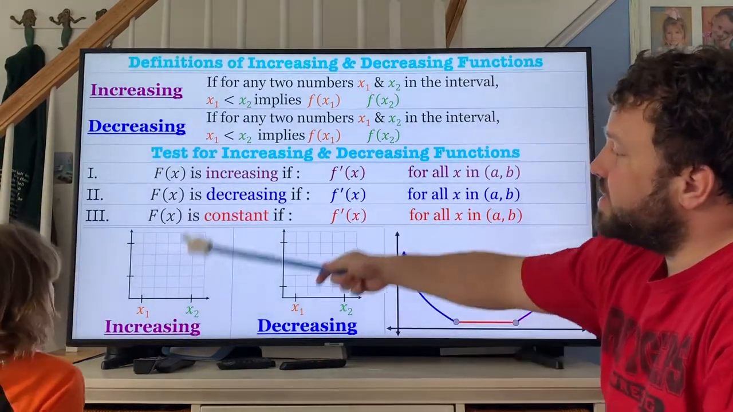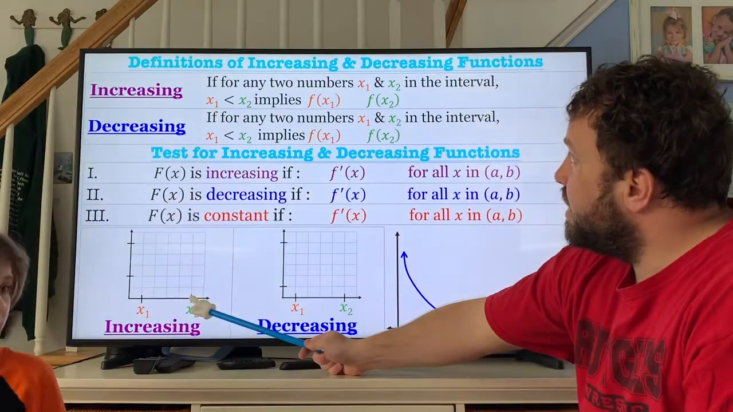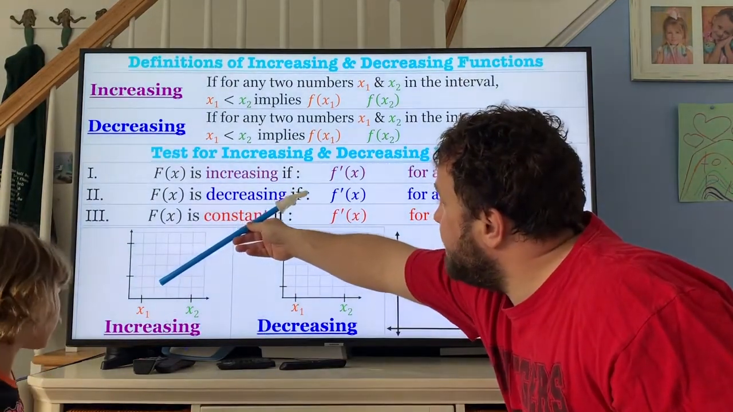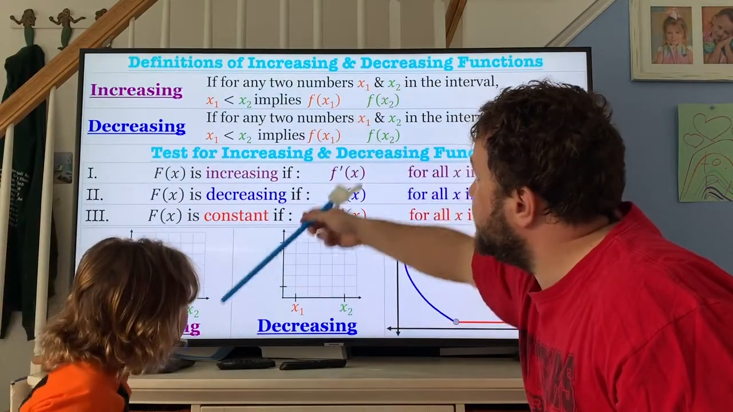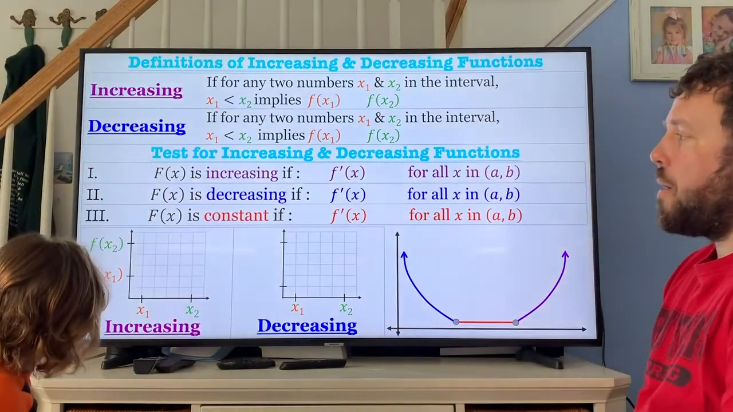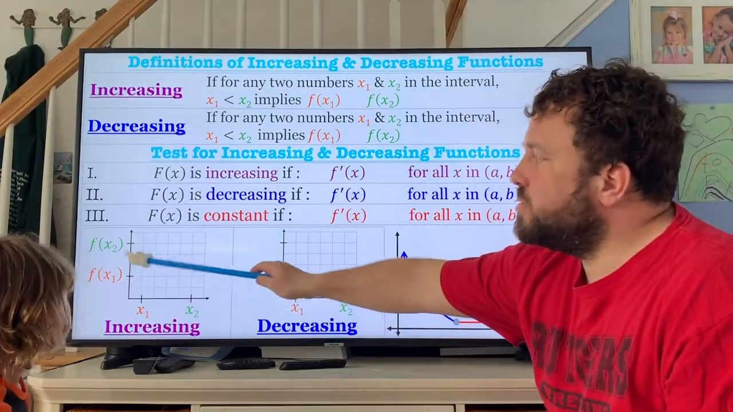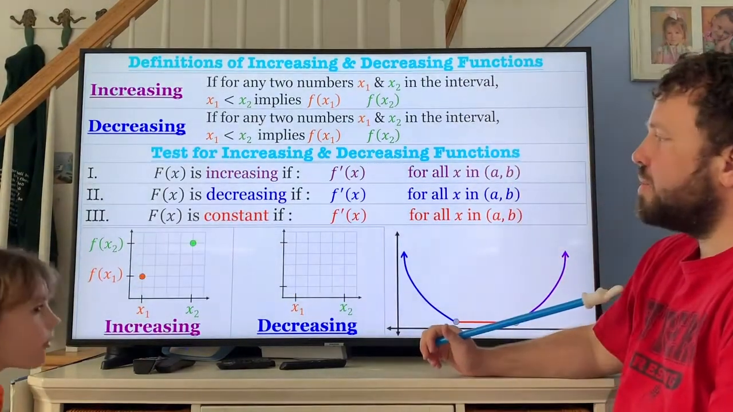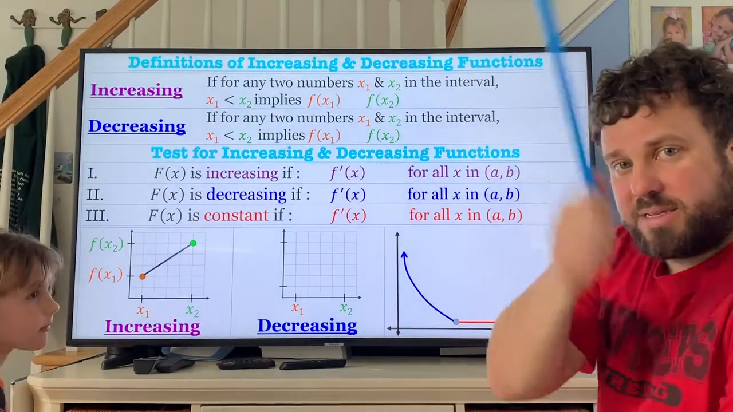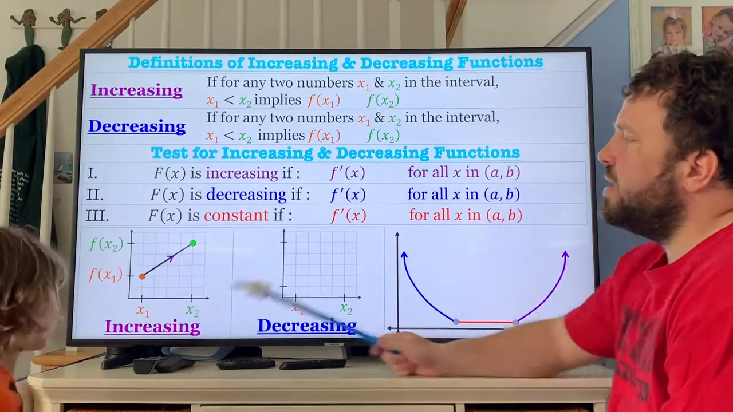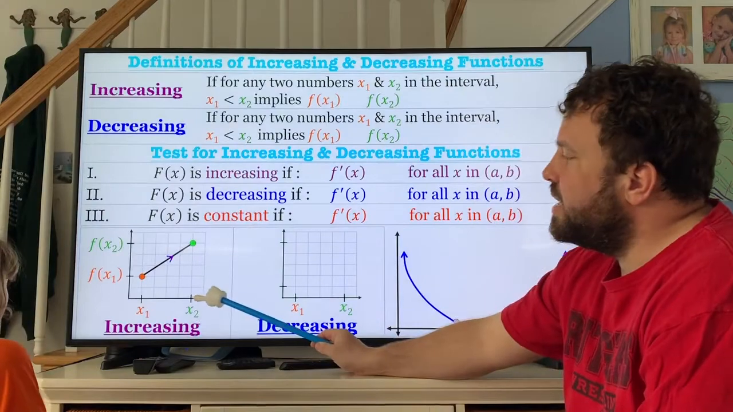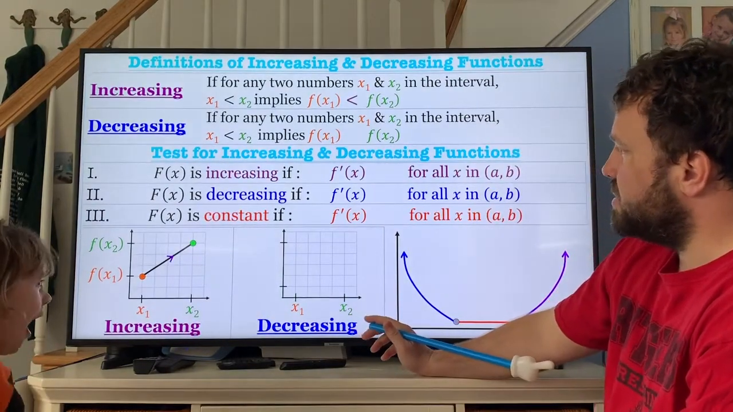All right, if x1 is less than x2, and the graph is going up, it implies that f of x1, how is it related to f of x2? Those are the y values. What do you think? It is less than, okay? Because this is going up, it means the y value of your first function is lower than the y value of the second function. All right?